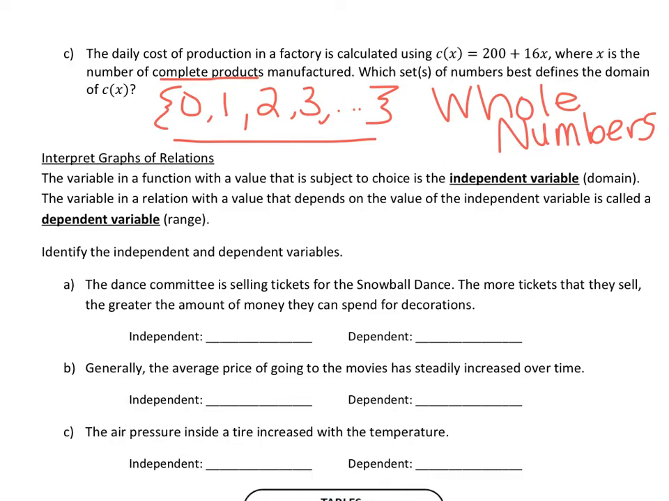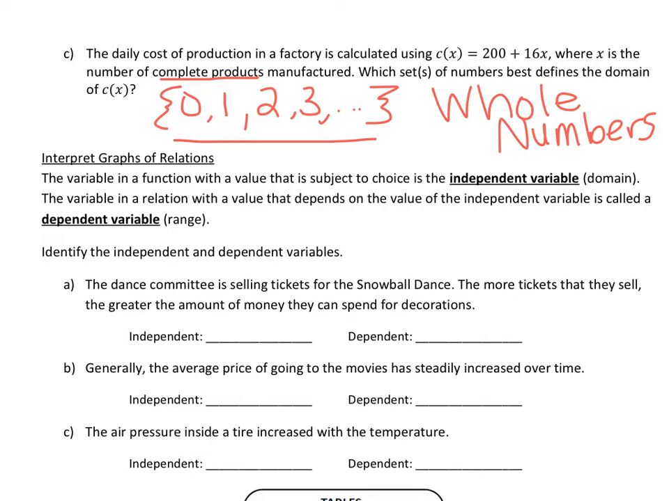Interpret graphs of relations. The variable in a function with a value that is subject to choice is the independent variable, or the domain. The variable in a relation with a value that depends on the value of the independent variable is called a dependent variable, or the range. So here we go. Identify the independent and dependent variables. The dance committee is selling tickets for the snowball dance. The more tickets they sell, the greater the amount of money they can spend for decorations.